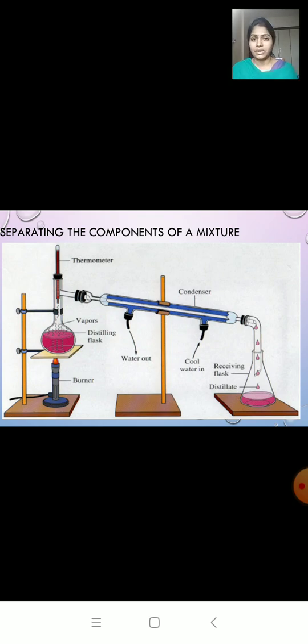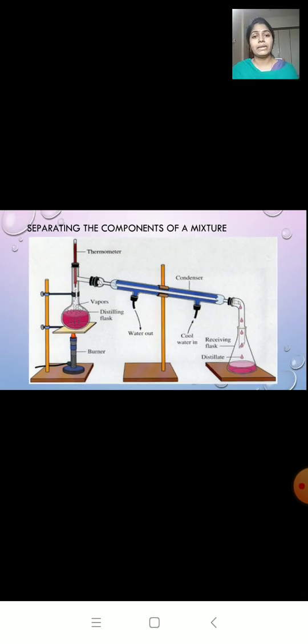Once the temperature reaches 100 degrees Celsius, that is the boiling point of water, the water will turn into vapors, and those vapors will pass through the condenser. The water will cool the hot vapors and the vapors will condense. It means it will turn into liquid, and that liquid can be collected in a beaker. So the water which you get from this distillation is pure water, and such water is called distilled water. So this is how we can separate two miscible liquids.